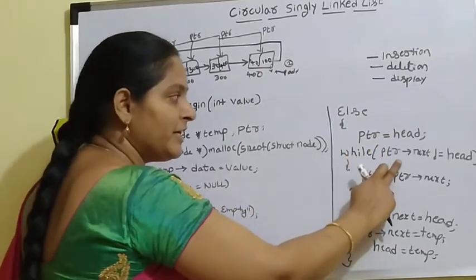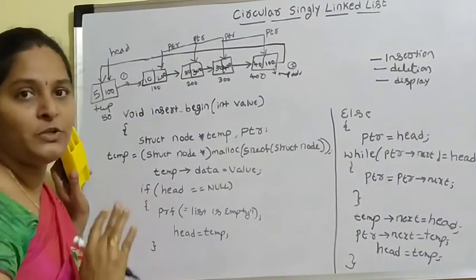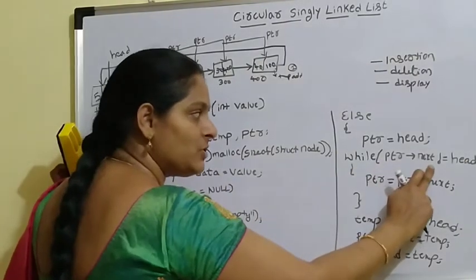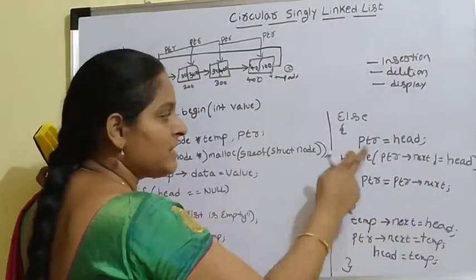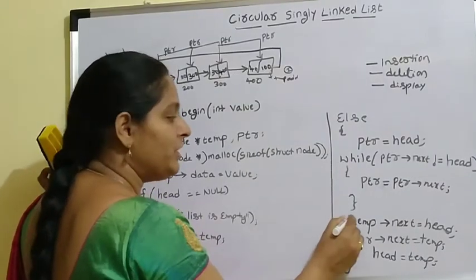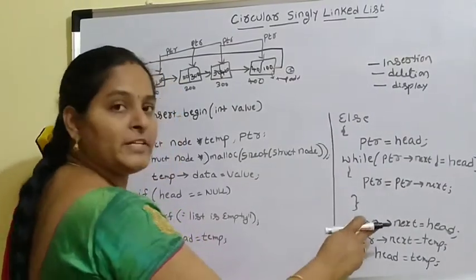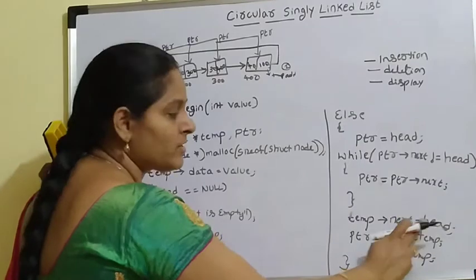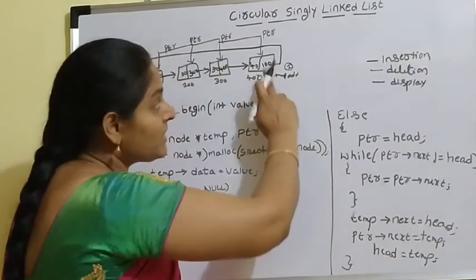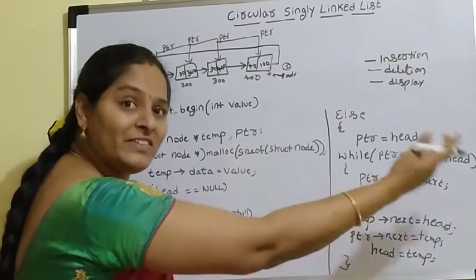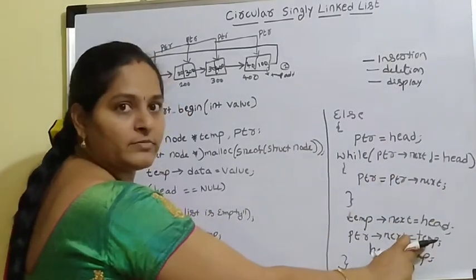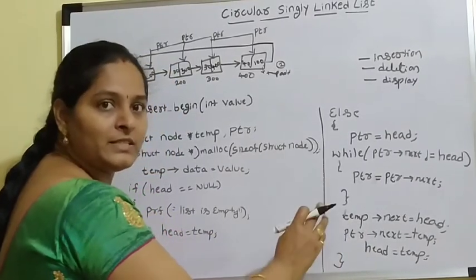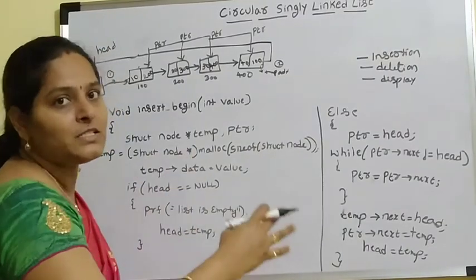Initially I am setting PTR to the head address. Now I am verifying whether PTR next is not equal to head, that means whether it is the last node or not. If it is not the last node, move PTR to the next position. If it is the last node, then in temp next, the newly inserted node's next field, place the head address. In PTR next, the last node's next part, remove the previous head address and place the new node address. When these two statements are executed, our node is placed in the list successfully.